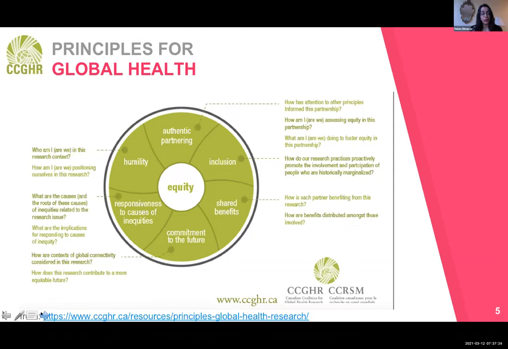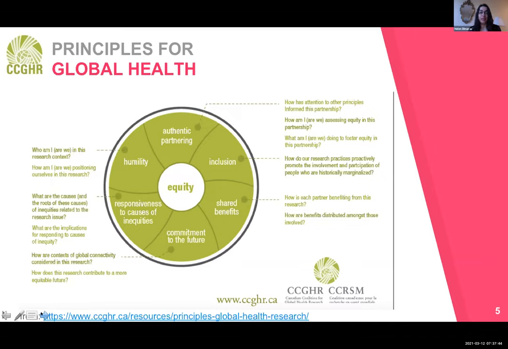And ideally we're centering our activities around the root causes of inequities. So we're not just treating the symptom of the health inequity, but what's truly at the cause. And this is where research and scholarship has a great role to play. And finally, at the personal level, humility.